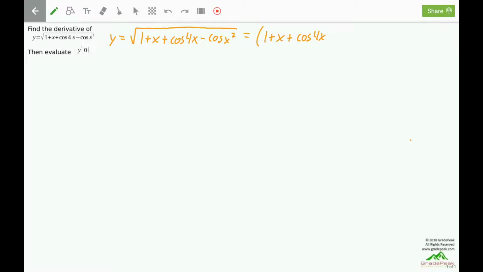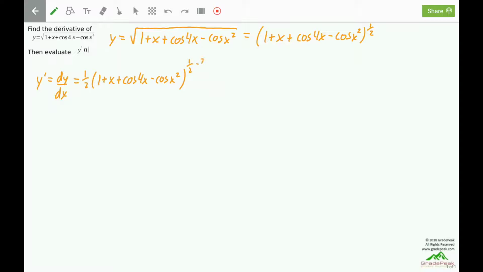So we'll rewrite the entire inside raised to the first power and second root, so the 1/2 power. Since the entire thing is to the 1/2 power, the 1/2 power is the outermost function. For the derivative, y prime, which can also be called dy dx, we'll start with the power rule. We'll bring the power down, 1/2. We'll leave the inside alone, 1 plus x plus cosine of 4x minus cosine of x squared.